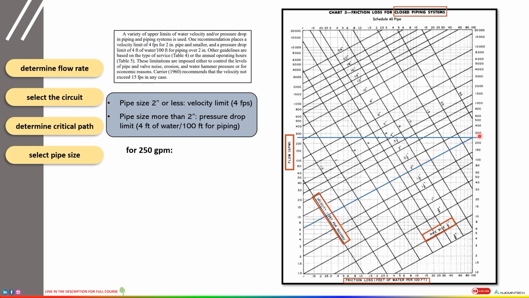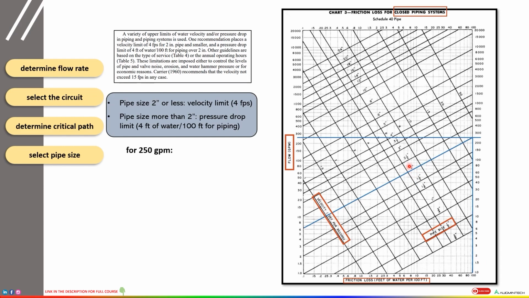But can we select the 2-inch pipe size? Let's see that. We already know the criteria up to 2 inches. That's 4 fps maximum velocity. We already know the velocity will exceed, it's more than 20 over here, so we cannot select this. Even if we try to follow the second criteria, you see the friction loss is going to be 100, which is obviously not a value that has to be selected. So we cannot select the 2-inch pipe size.